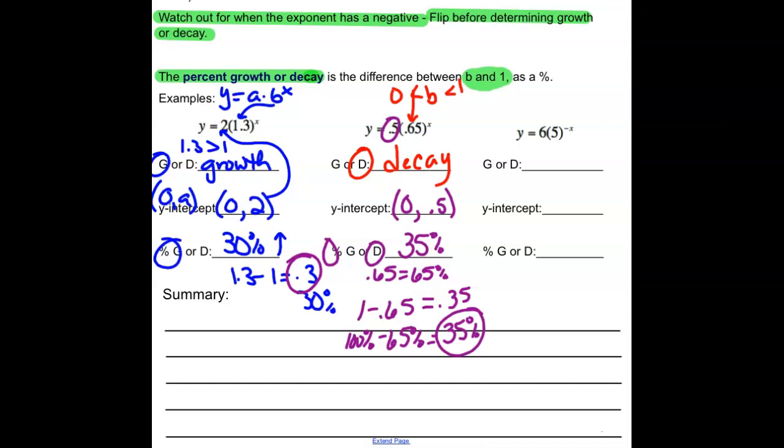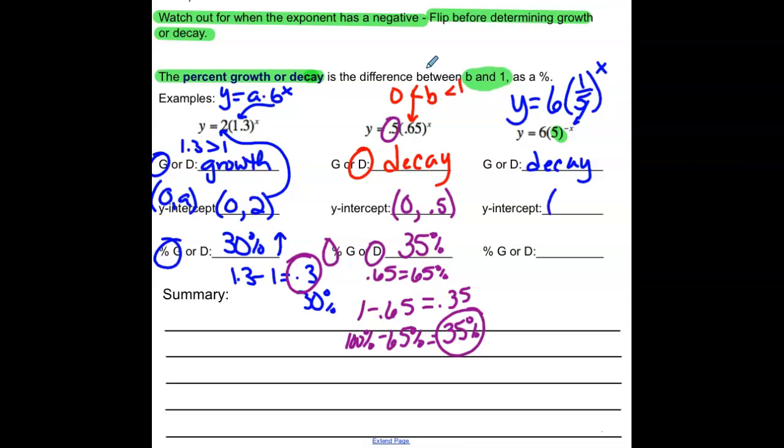Okay? Our last example here. Notice that we have this negative exponent. And that's going to cause the base, this 5 here, to have to flip. So we really want to look at this as y equals 6 times 1/5 to the x power. By flipping the 5, we now can make that exponent just a regular x. So because it's a 1/5, it is going to decay. That's a number between 0 and 1. So it's going to get small. My totals are going to get smaller as x gets bigger.